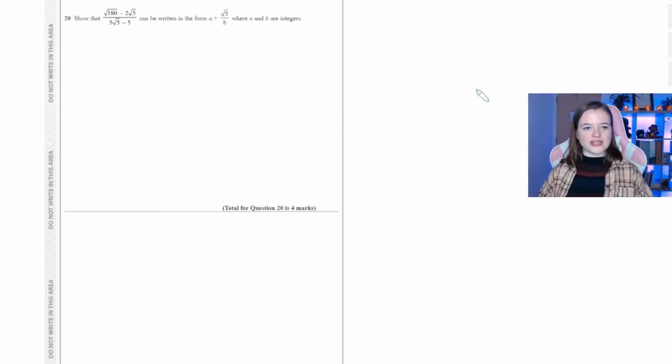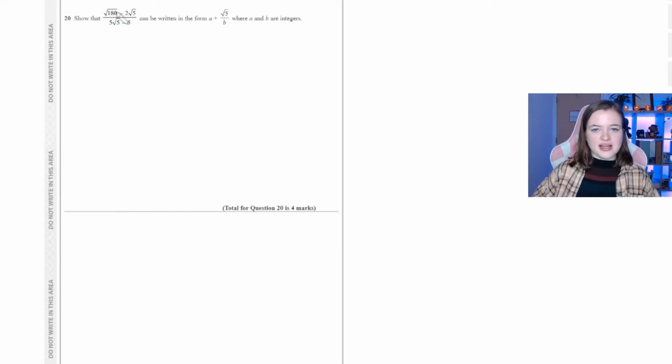Okay, question 20. Oh, look at this. Weird question. Show that the square root of 180 minus 2 root 5 over 5 root 5 minus 5 can be written in the form of a plus 5 root 5 over b, where a and b are integers. Okie dokie then. So, let's put in a couple of things here.